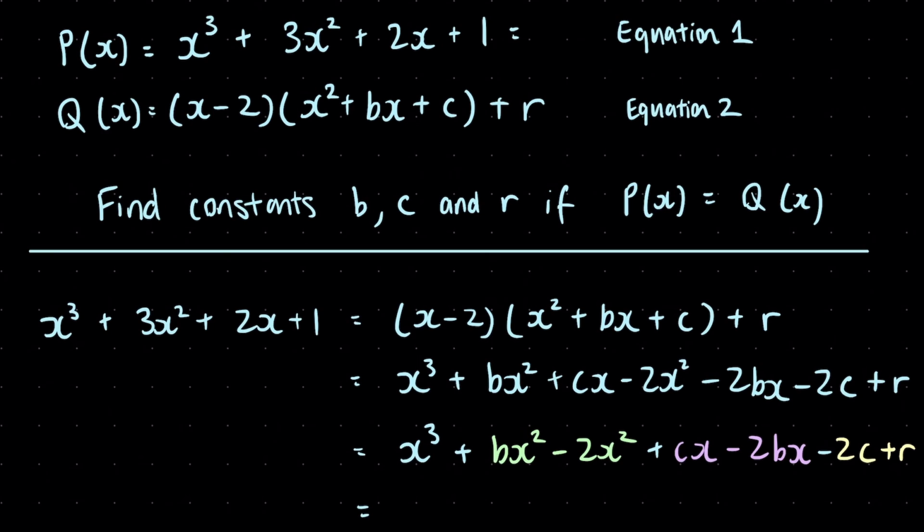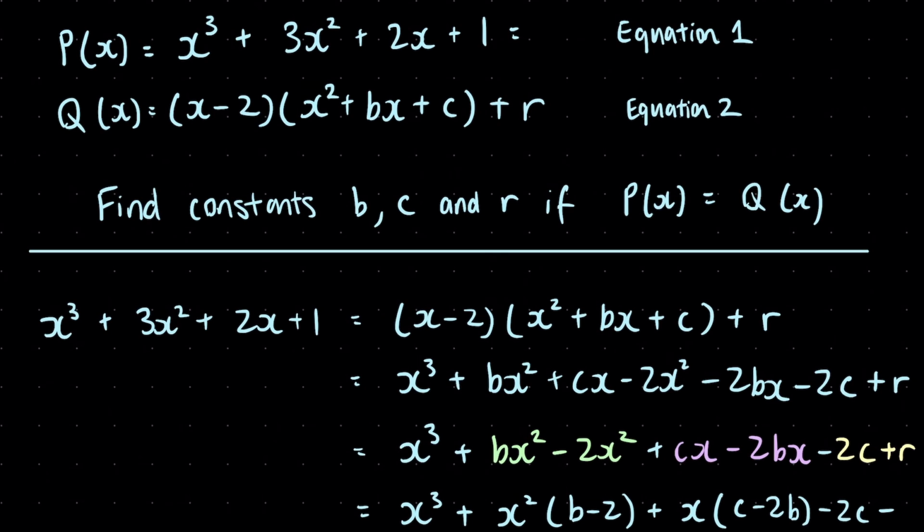So for x cubed, since there's only one term with x cubed, that just stays the same. Then we have bx squared minus 2x squared. So what we can do is take out the common factor of x squared. So it's b minus 2 in brackets, and then we multiply that by x squared. And then we look at x. We have cx minus 2bx. So here we can take x out the front, and then we have c minus 2b. And then finally, the constants, which are basically the pronumerals that don't contain x, that's just negative 2c plus r.